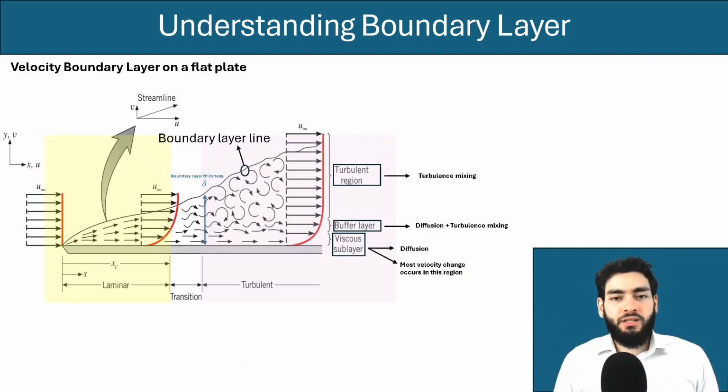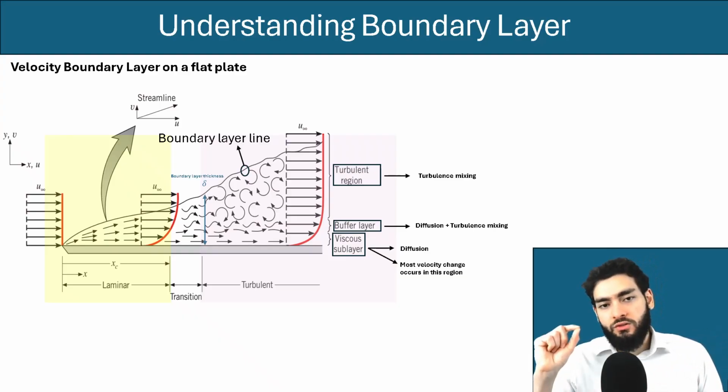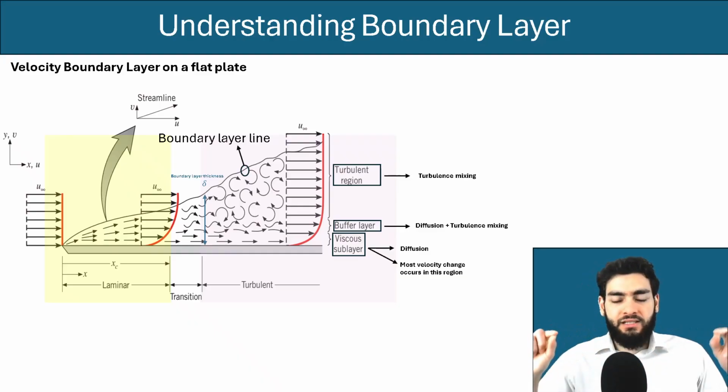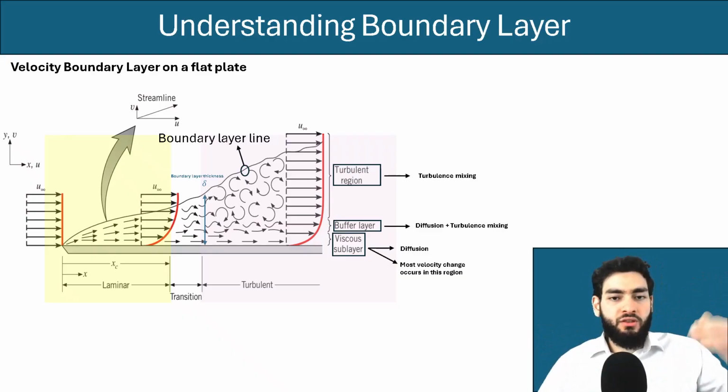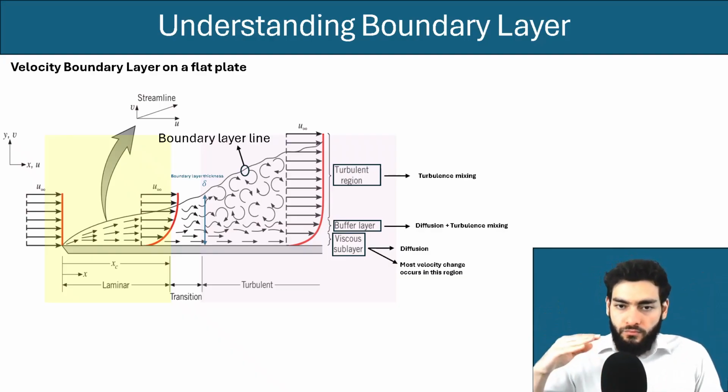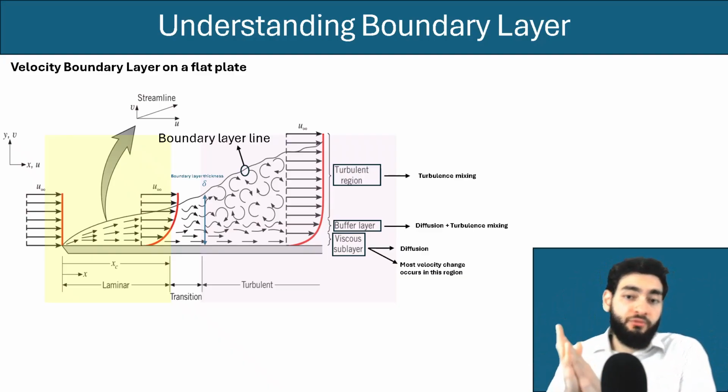So when we say that the turbulent velocity profile is flatter, we are really referring to the buffer layer and the turbulent region, not the viscous sublayer. The viscous sublayer is still very steep, and it is the behavior of this viscous sublayer near the wall that controls the wall shear stress. And so most of the velocity change in the turbulent flow happens very close to the wall, inside this viscous sublayer. Now above this region, the velocity still increases with y, but the change is much smaller because the flow is already close to the free stream value.